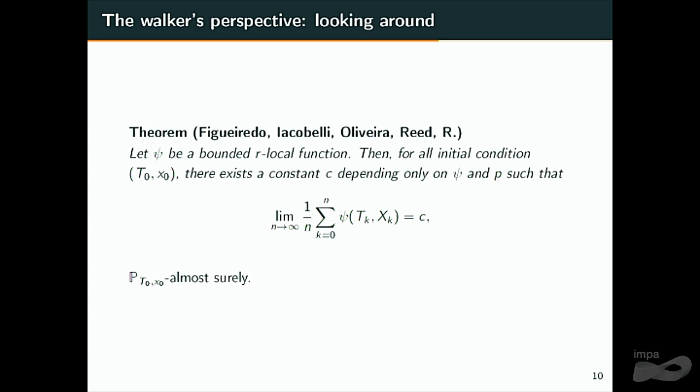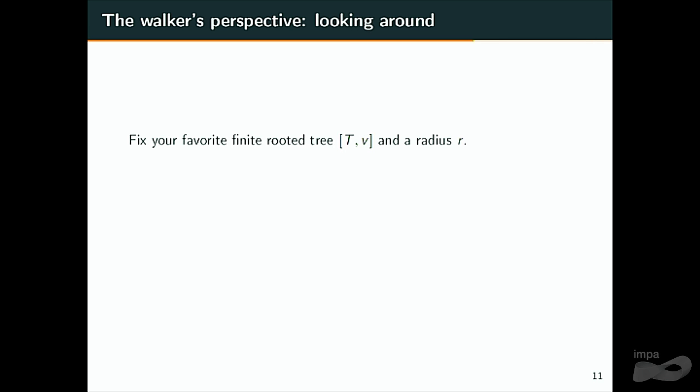Well, for all bounded R local functions and all initial conditions, the average of psi, any bounded local function, evaluated on (T_k, X_k), this limit here converges to a constant that actually depends only on the function and the parameter p. So it does not depend on the initial condition T_0 and X_0. So this is very abstract, but let's see this from a more concrete context.